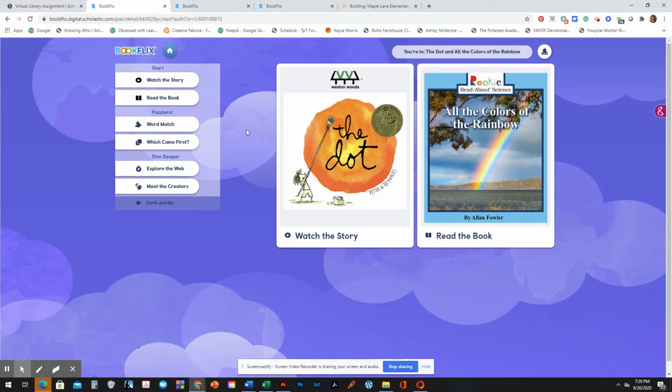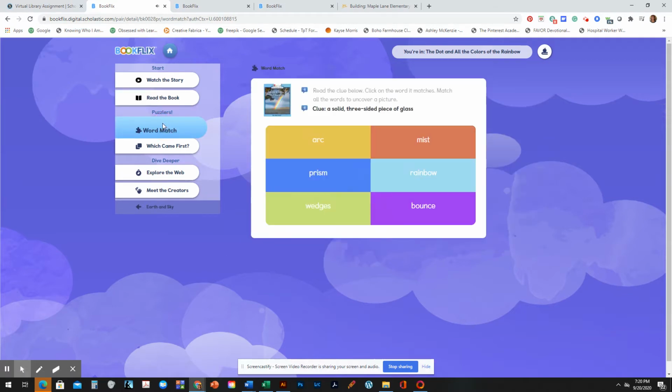All right, and then I want you to play some games like the word match. The clue below. Click on the word it matches. Match all the words to uncover a picture. A solid, three-sided piece of glass. All right, I think it might be prism. Ring bell. Prism. Nice work. Something with a curved shape. Okay, I'll just wait for you to do that one.